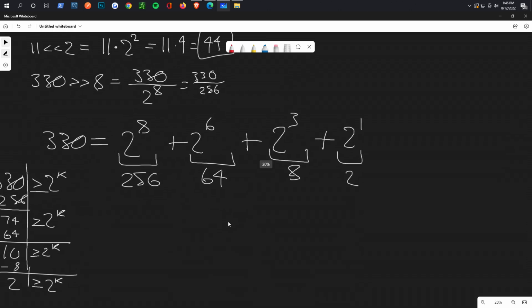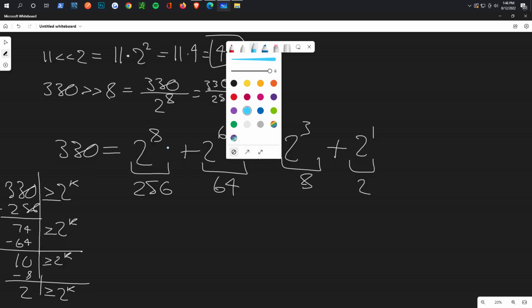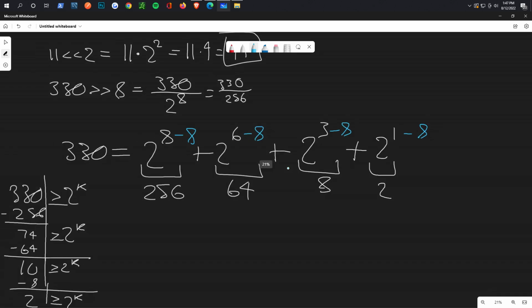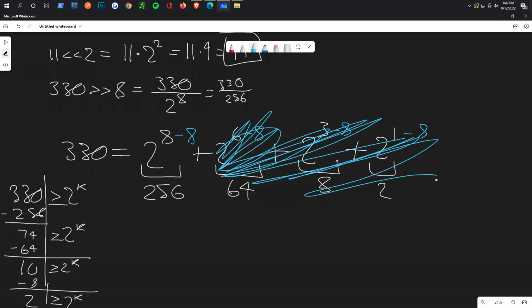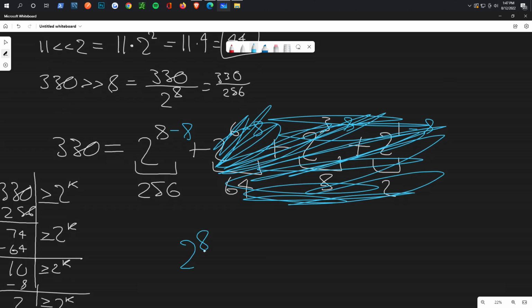And now from here, what you're just going to end up doing is subtracting out k from these numbers. So minus 8, minus 8, minus 8, minus 8. Everything that goes negative, forget about it. Right? And now we're going to have 2 to the 8 minus 8, which is just equal to 2 to the 0, which just equals 1. And that is our final answer.